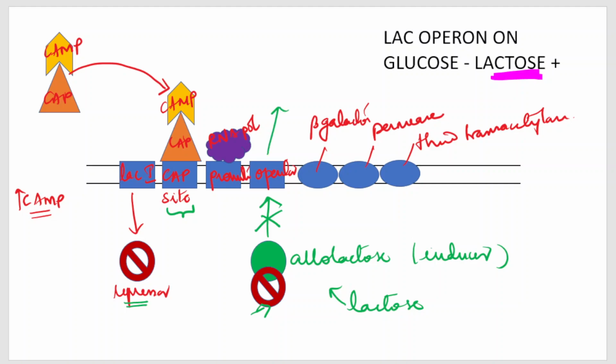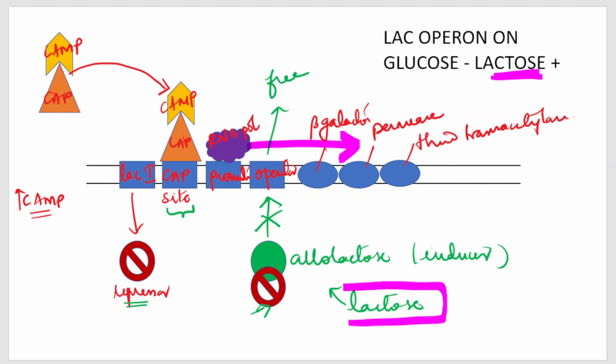So now the operator site is free. The RNA polymerase can initiate the transcription of the three genes, and the three enzymes involved in lactose metabolism can be produced, and now lactose can be utilized by the bacteria. This is when you call the LAC operon to be in the on condition.